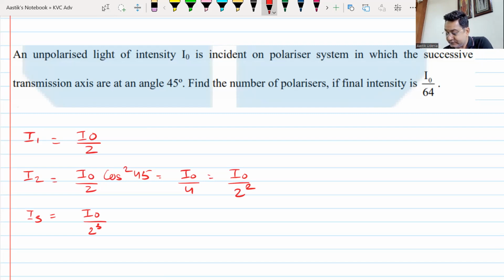So after how many polarizers will it become I naught by 64? 2 to the power 6. Therefore, the number of polarizers has to be 6. Do we understand this? Total number of polarizers has to be 6.